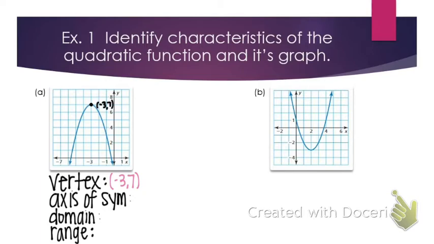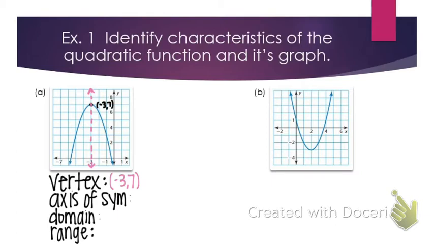So we're going to use a dotted line, but we're going to start at the top of our graph and draw a dotted line. It's going right through the vertex and all the way down to the bottom of our graph. Now it's a line, so we're going to put a little arrow on each end. But what is the axis of symmetry? Where does this line cross the x-axis?